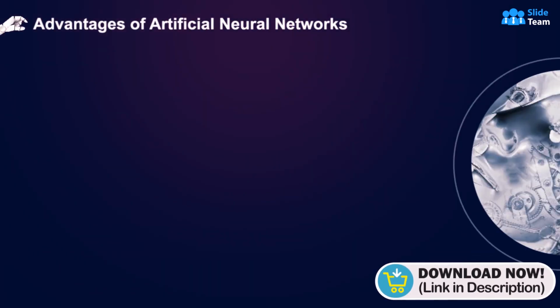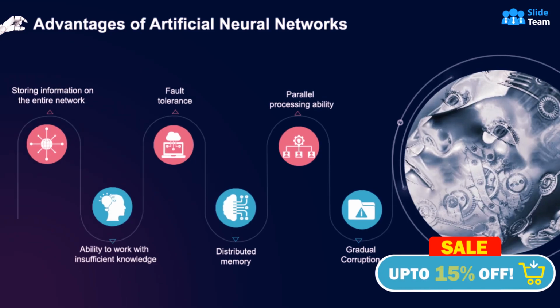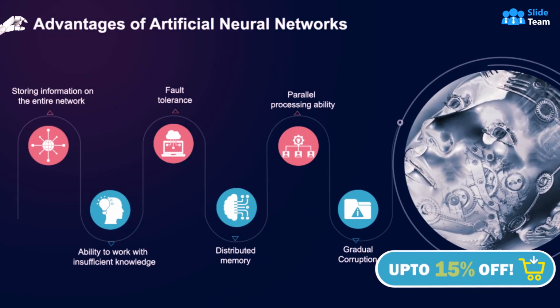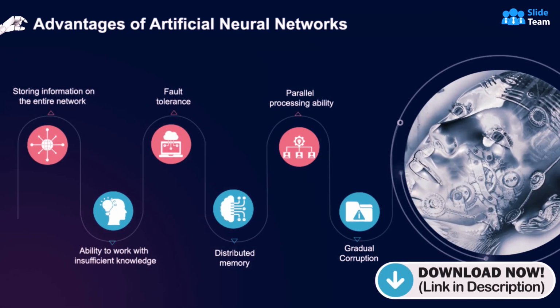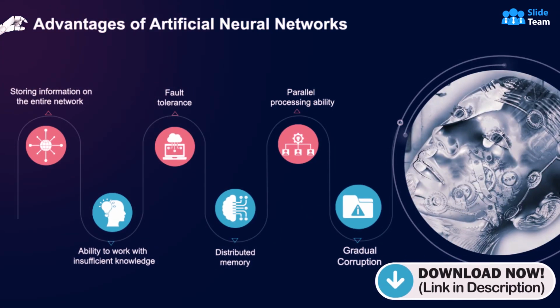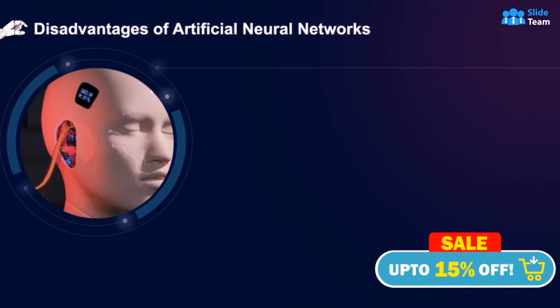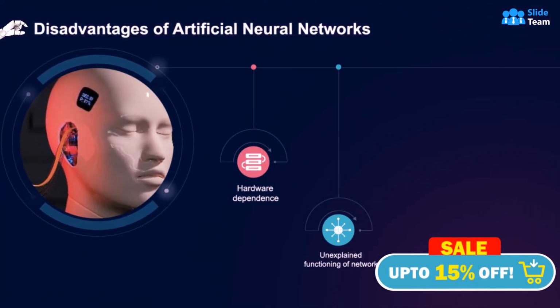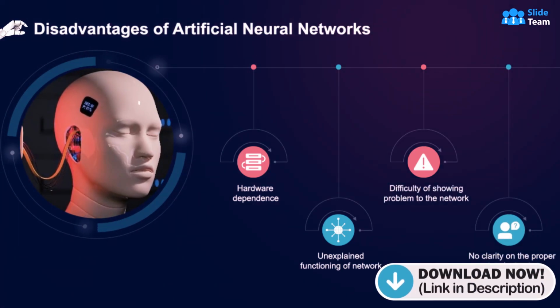The advantages of using artificial neural networks are highlighted, such as storing information on the complete network, the ability to work with limited knowledge, fault tolerance, distributed memory, parallel processing ability, and gradual corruption. Lastly, the limitations of ANNs are also covered, such as hardware dependence and difficulty showing the problem to the network.